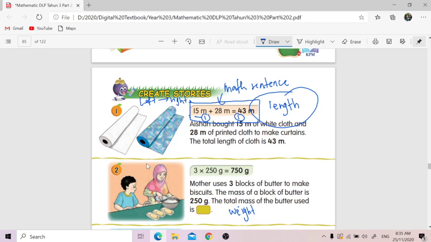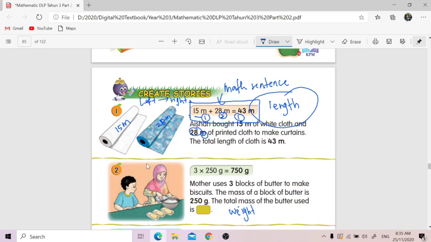So normally it is very easy to do it that way, left to right. But of course, if you are very good already, you can create the story in any way that makes sense and has logic. So Aisha bought 15 meter of white cloth. This is the 15 meter and 28 meter, so mention the second one here: 28 meter of printed cloth to make curtains.